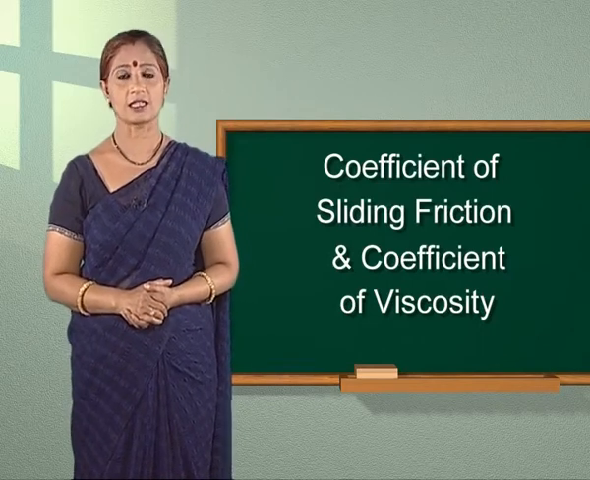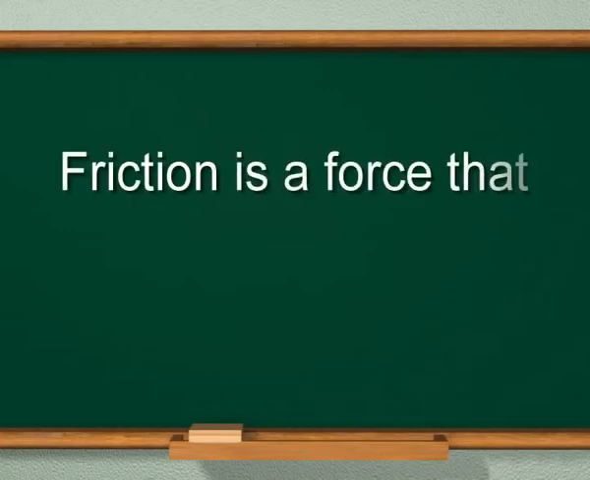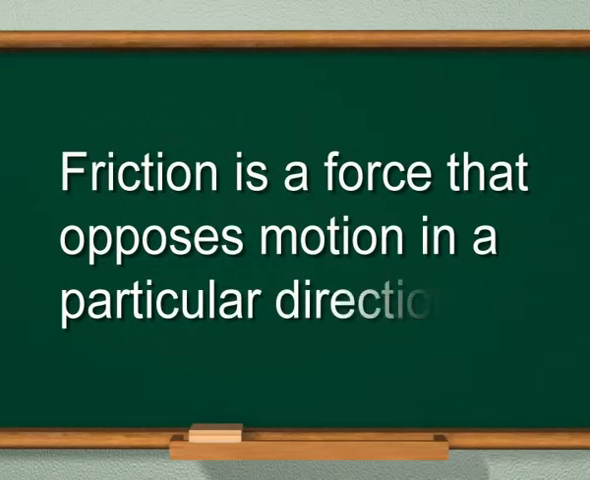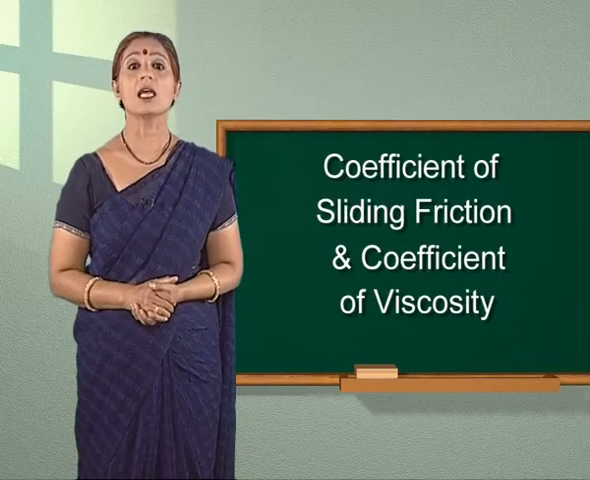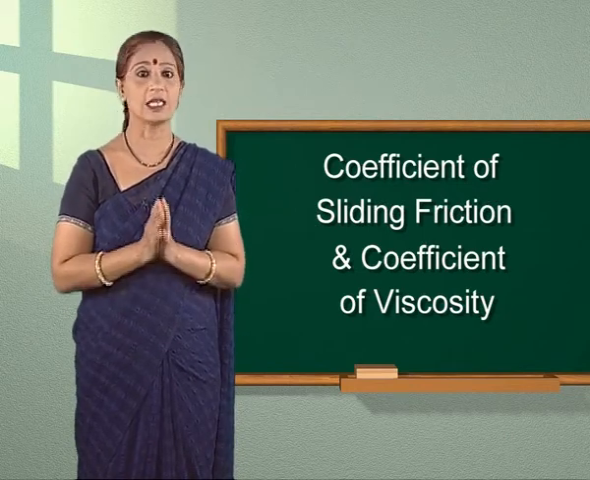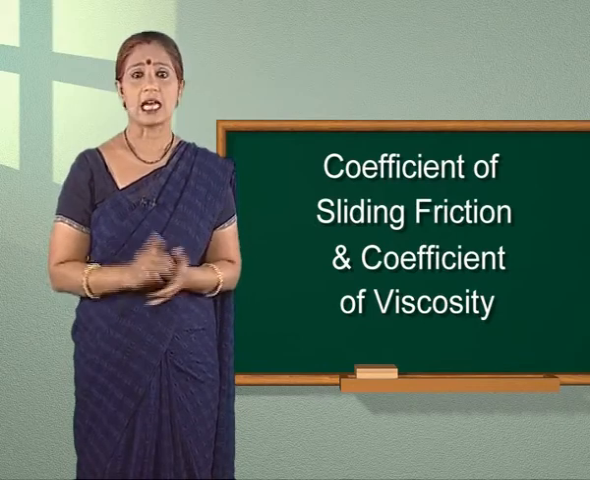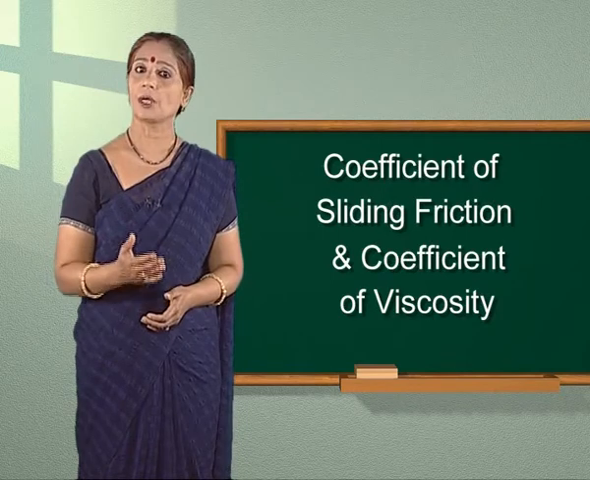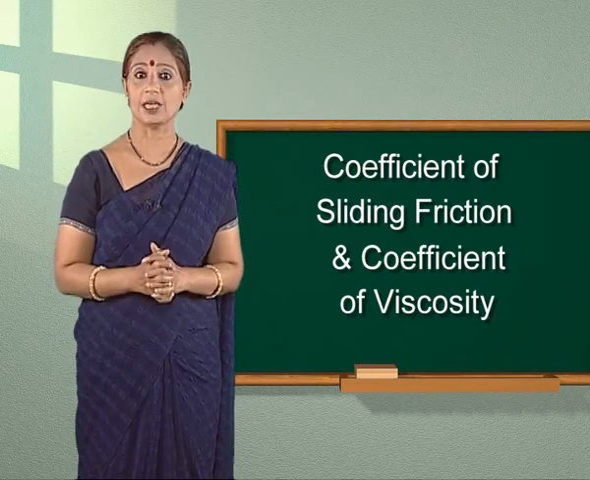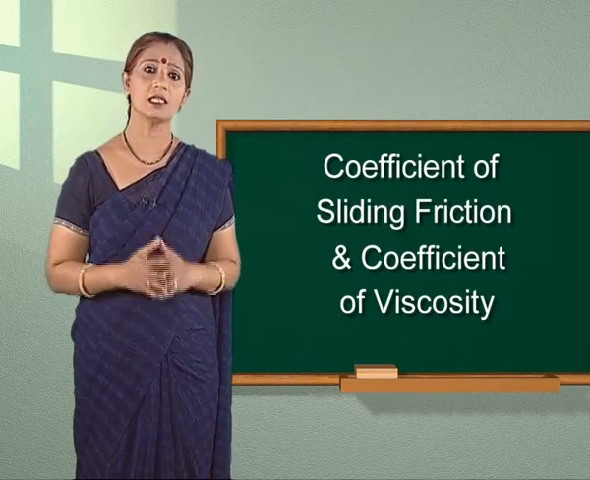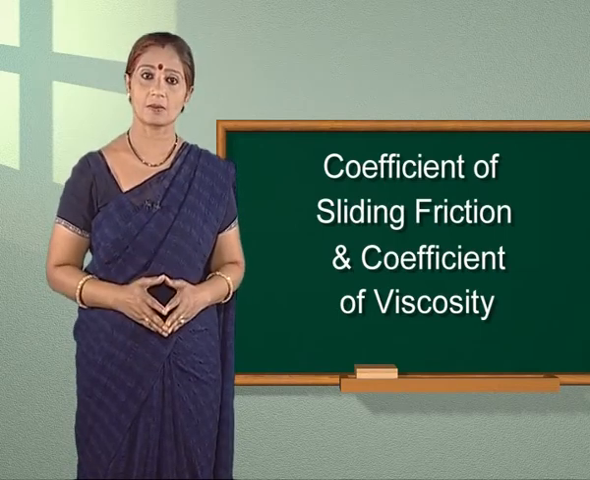Let's start with the definition. Friction is a force that opposes motion in a particular direction. It occurs when the surfaces of two materials come in contact with each other. It has already been pointed out that friction appears because of the interaction between the charged particles of two bodies near the surfaces of contact.